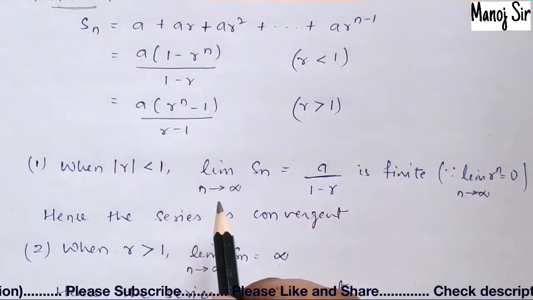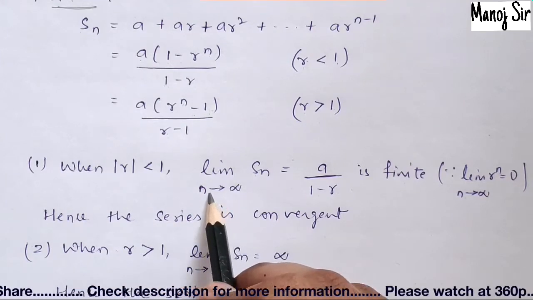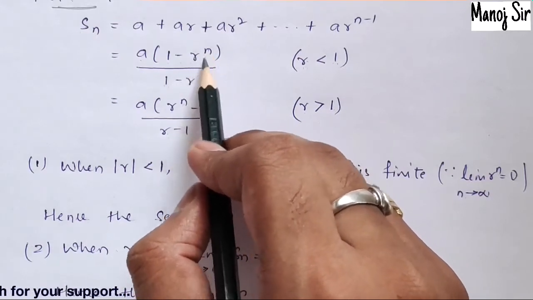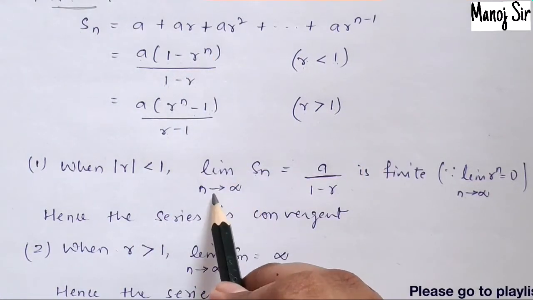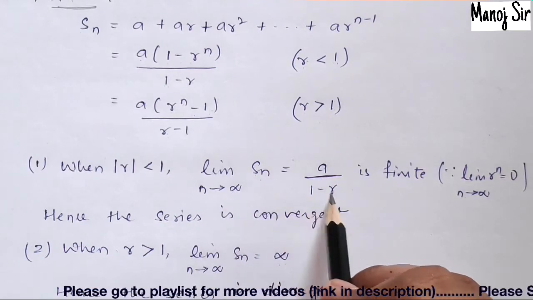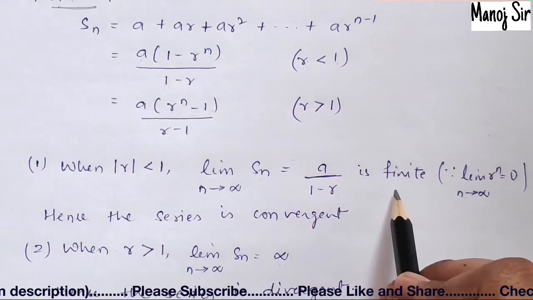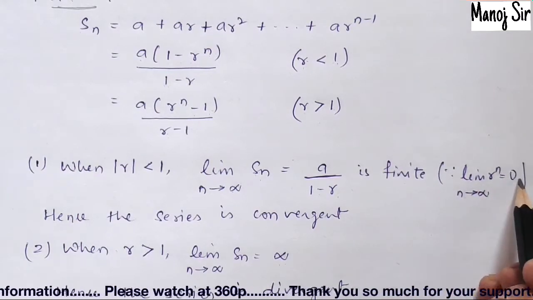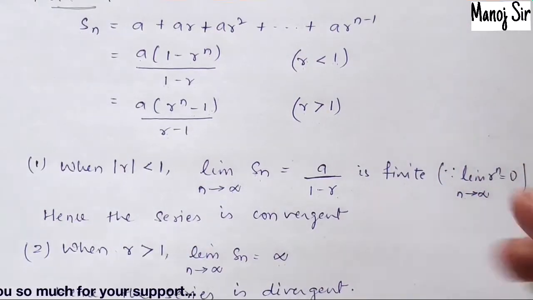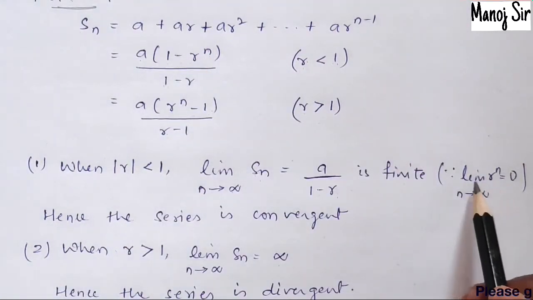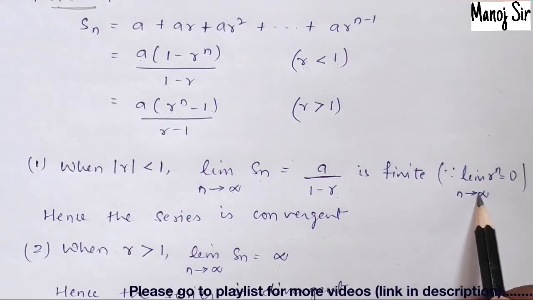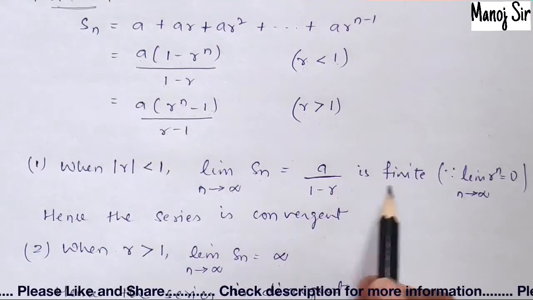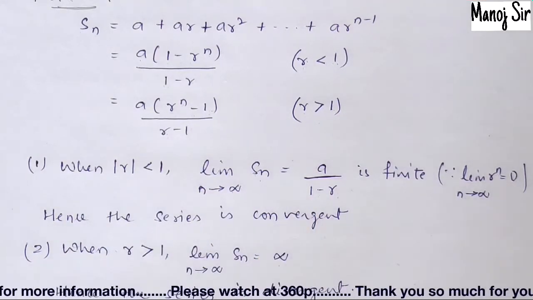If you put the limit of n as infinity, then this term is going to be 0. So finally limit n tends to infinity, Sn is going to be a upon 1 minus r, which is a finite value, since the limit of r to the power n as n tends to infinity is 0. I have already told you why. Since the limit is giving a finite value, we can say that the series is convergent.